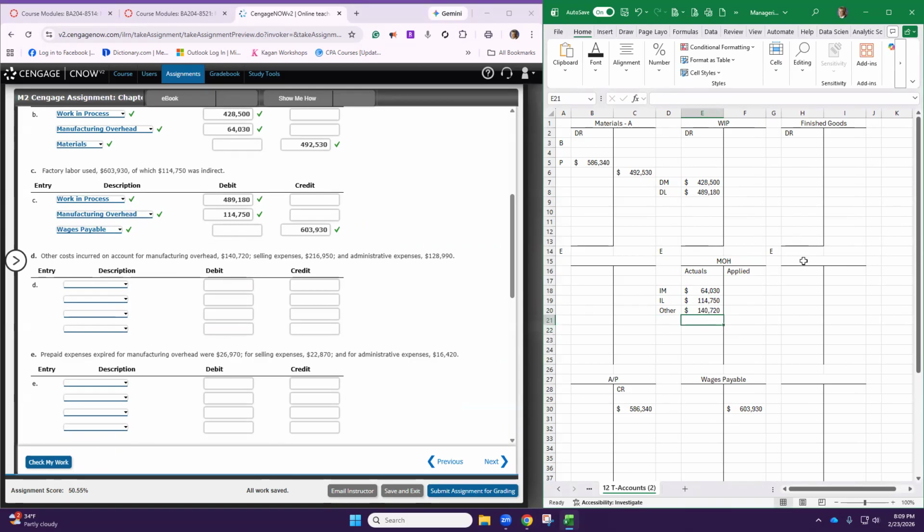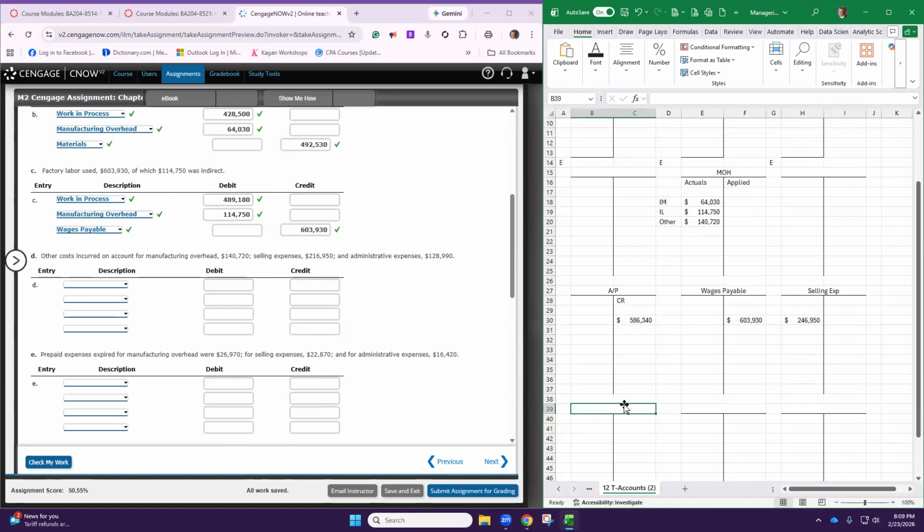Okay, and then we've got selling. I'm going to go ahead and put selling expenses. Okay, selling expense is going to come in for 216,950. Okay, and then we have admin expenses. And remember, payables have credit normal balances. Expenses have debit normal balances. Okay, so here comes that administration amount.